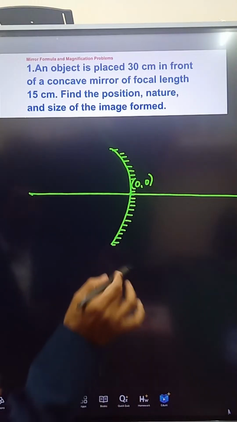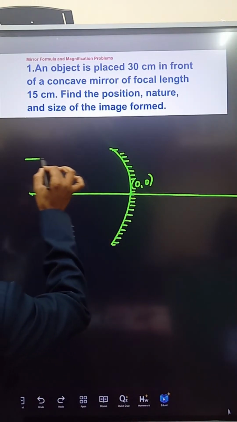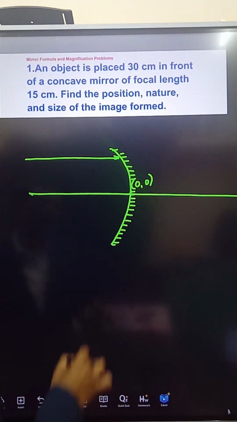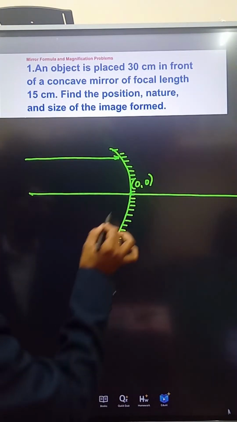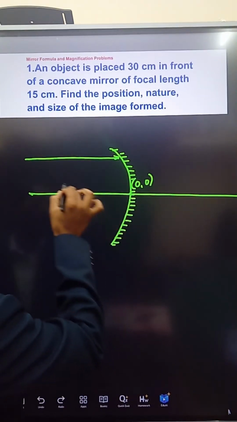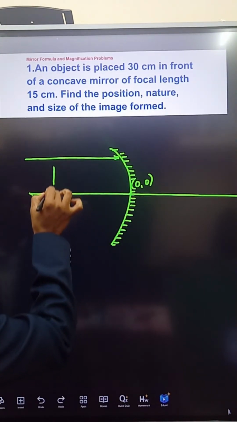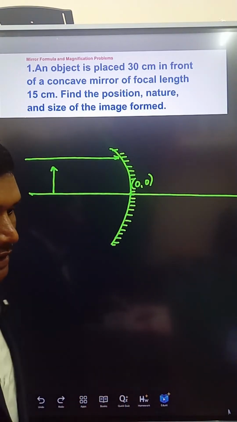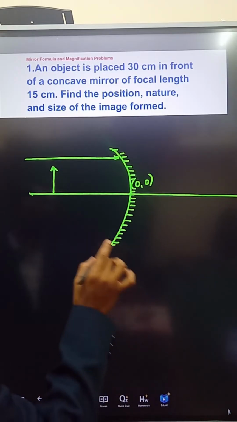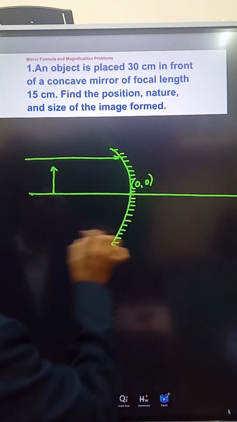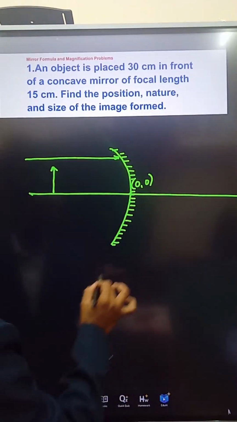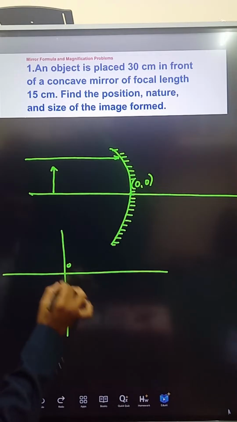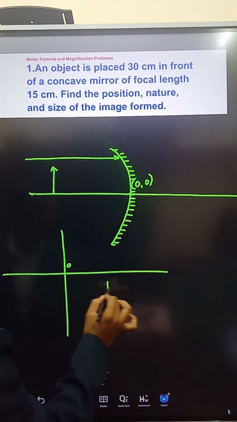Now just remember, if you are taking this sign convention, this pole is considered as origin. You should always think the light falls from the left side to the right side, like this. You have to imagine the object is always placed on the left side of the mirror. If you are keeping any object, you have to keep it on the left side of the mirror. Remember, this is most important. Next, if it is origin, you have already seen the graph, right? In the graph, here all positive values will come, right?